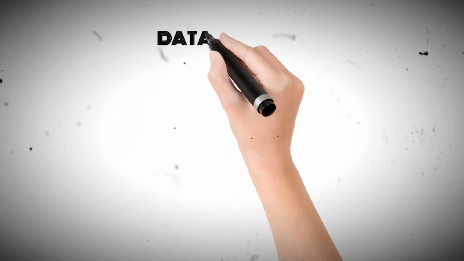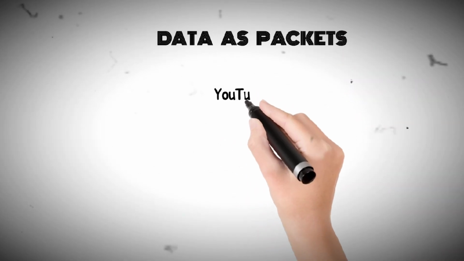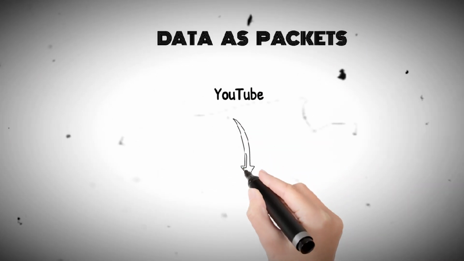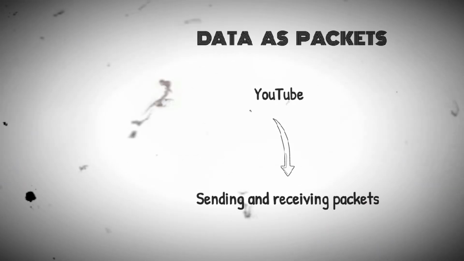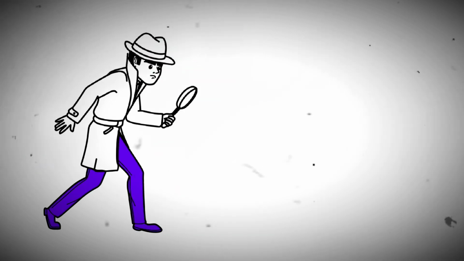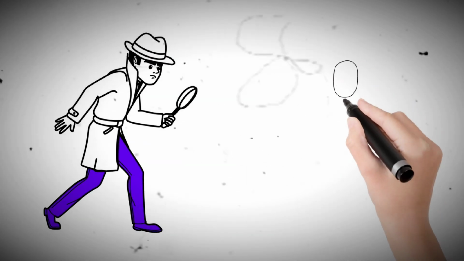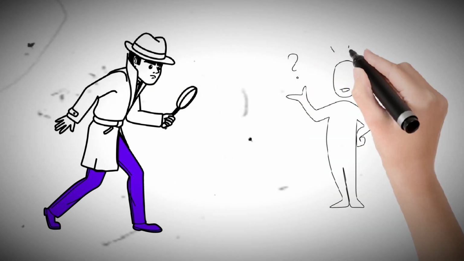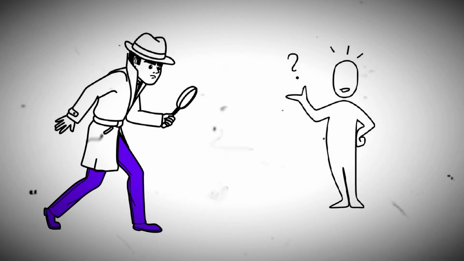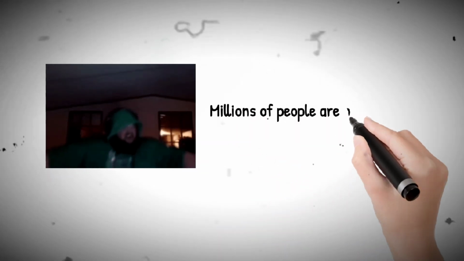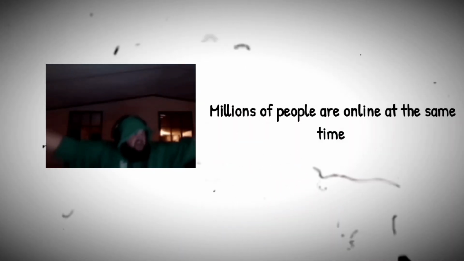Step 2. Data as packets. When you visit a website like YouTube, you're actually sending and receiving data packets. Packets are like tiny envelopes carrying pieces of information: text, images, or videos. Your request is broken into many small packets, sent across the network and reassembled at the other end. This is why you can stream videos smoothly, even though millions of other people are online at the same time.